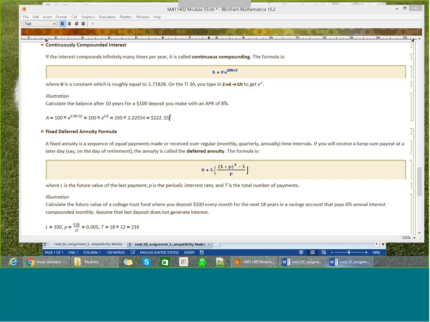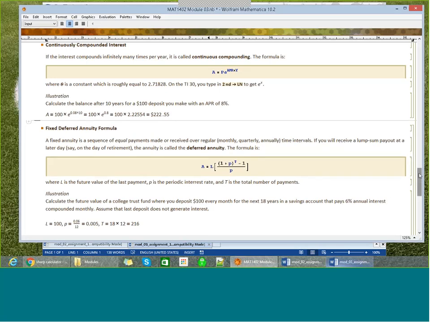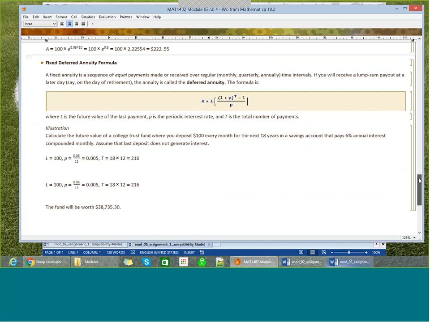Okay, I'm going to wait for you to do that part. So if you're asked to do continuously compounded interest, this is what you do right here. Okay, rock on.